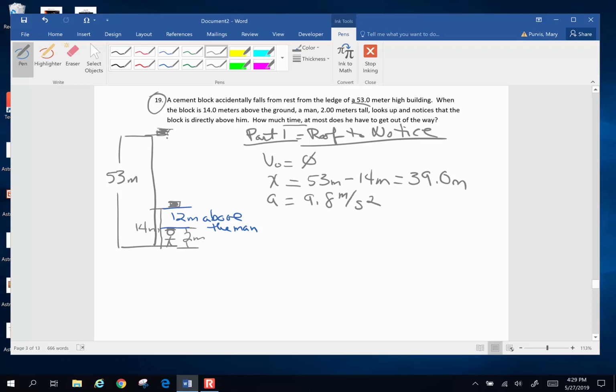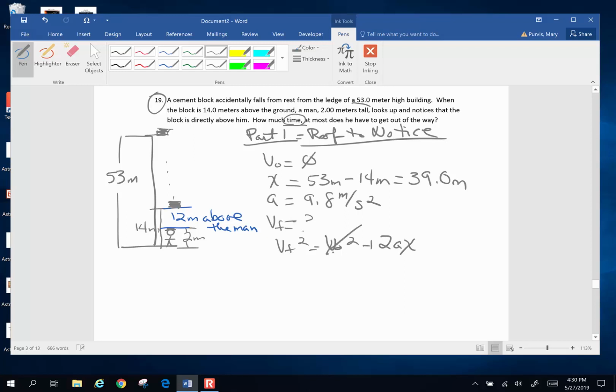We really don't care about the time it took for it to fall this far, but we do care about its final velocity. If we want to calculate how much time it's going to take for this man to get out of the way, we have to have an idea of how fast this block is going at this moment. So let's find the final velocity of the block right here where the man actually notices. So what equation has VO, VF, A, and X in it? I think I would choose VF squared is VO squared plus 2AX.